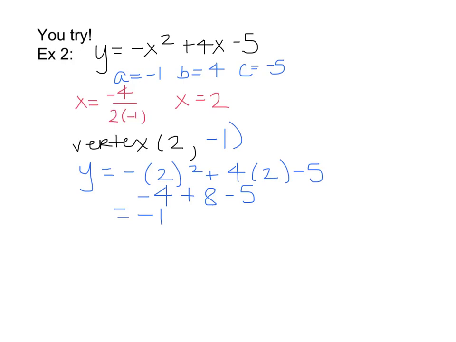So now I'm going to plug in h and k, and then my a value is the exact same from up here, so I'm going to use negative 1. So my vertex form is y equals negative 1, or just the negative sign, x minus 2 squared, and then minus 1.